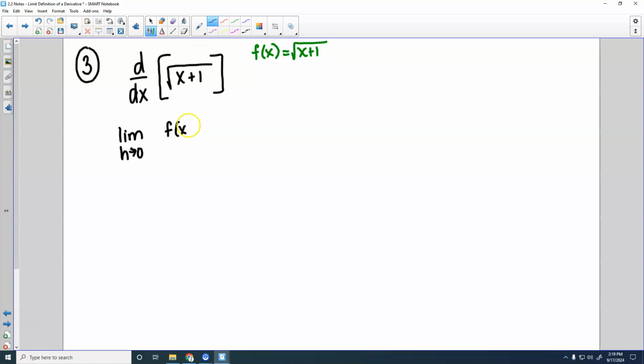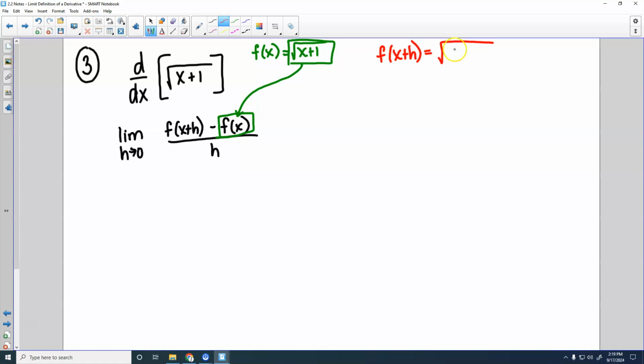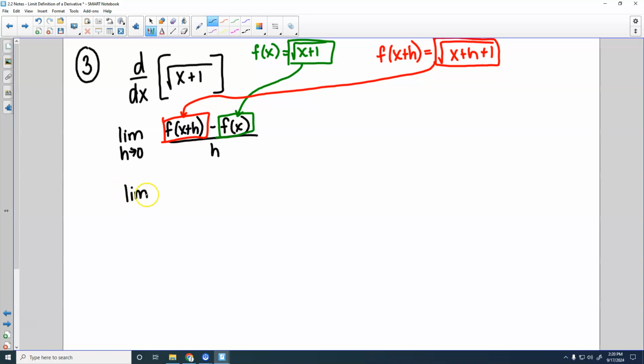we're going to have f of x plus h minus f of x all over h. So for this problem, the square root of x plus 1 goes here for your f of x. For f of x plus h, you don't necessarily have to write this, but you're just replacing x with x plus h, so it just looks like this, x plus h plus 1, like that. So that goes here. And what we end up with will look like this. Limit as h approaches 0 of the square root of x plus h plus 1 minus the square root of x plus 1 all over h.